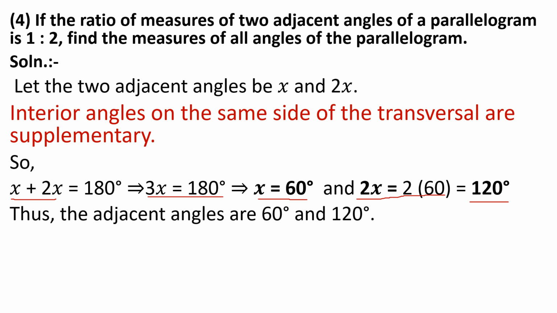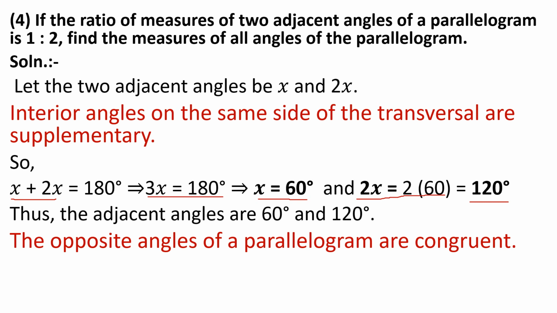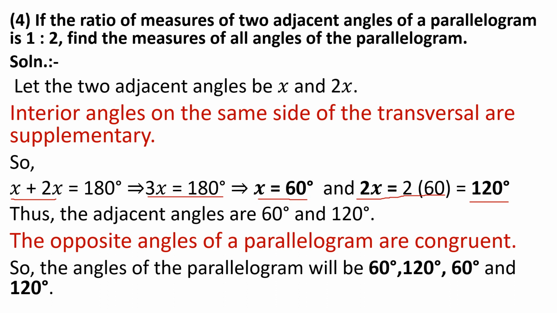Next is: find the measures of all the angles of the parallelogram. We know that opposite angles of a parallelogram are congruent. So the angle opposite to 60 also measures 60 degrees, and the angle opposite to 120 degrees also measures 120 degrees. So the angles of the parallelogram will be 60 degrees, 120 degrees, 60 degrees and 120 degrees.